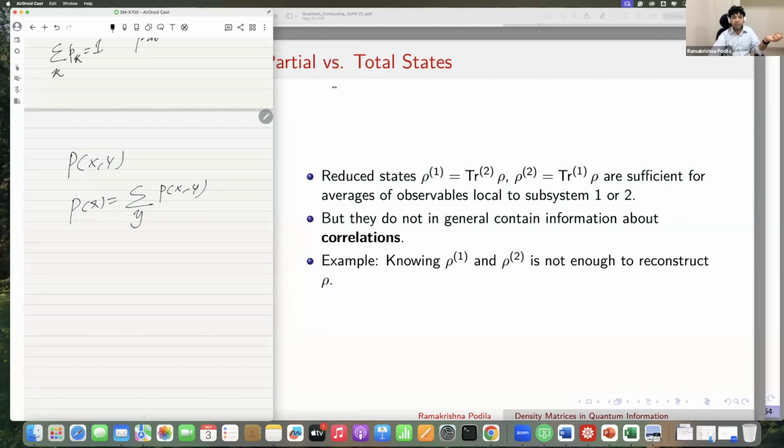Can you explain the third question again? Third question. Okay, sure.